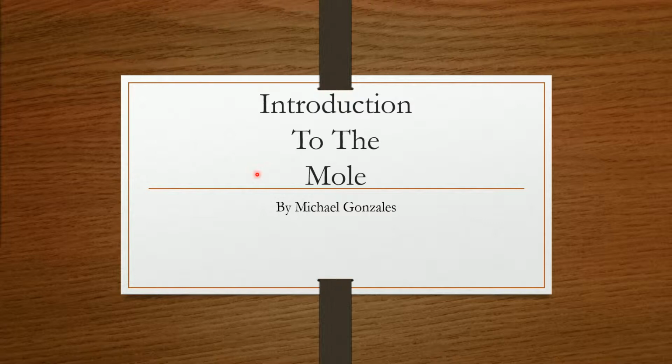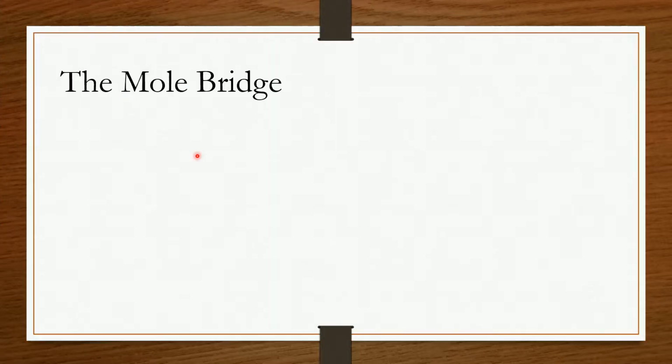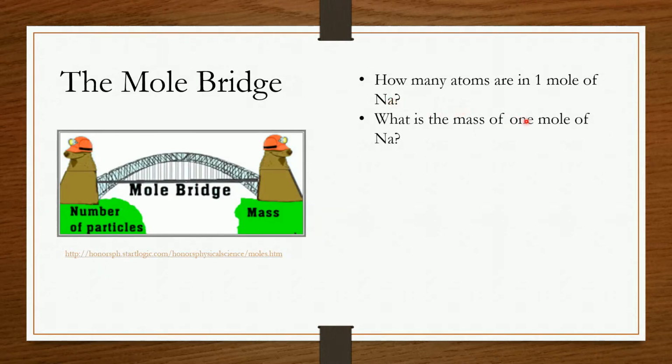Now within the sphere of chemistry, the mole is used as a bridge between multiple different units that can help us to solve problems like how many atoms are in 1 mole of sodium, or what is the mass of 1 mole of sodium. Did you catch what I said? I used moles to relate to the mass of sodium and to the quantity of atoms of sodium.